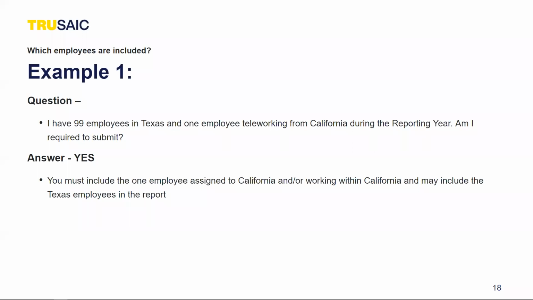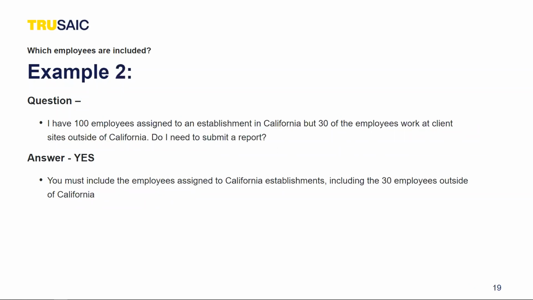So here are a couple of examples about some scenarios. Example number one: if an employer has virtually all their workforce, 99 employees, in Texas, and one employee is teleworking from California during the reporting year, is that employer required to submit? The answer is yes, because you have an employee who's working in California. Even if it's due to COVID and everybody's working remotely, and this employee decided to go back to family members or so on to work remotely, that counts as a Californian employee, and you are required to file under this law.